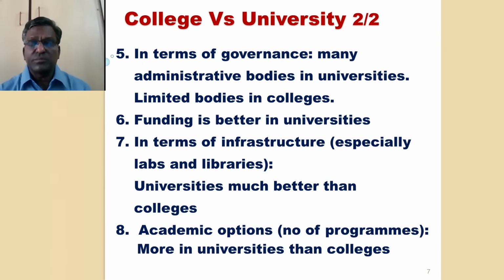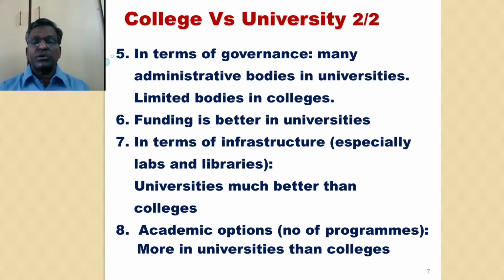Now, the last difference between a college and the university, the academic options. In a college, they are limited. A college at the most will have something like 20 or 25 or 30 undergraduate programs and maybe 10 or 15 postgraduate programs. Whereas you go to a university, there will be at least some 50 to 60 options. So in terms of academic options, there is a disparity between colleges and universities. In universities, you have plenty of academic options, whereas in colleges, you have limited options.